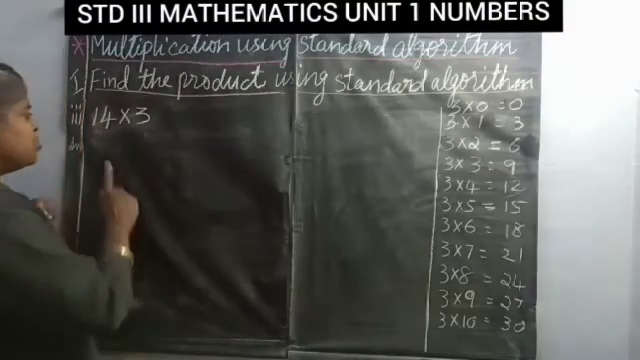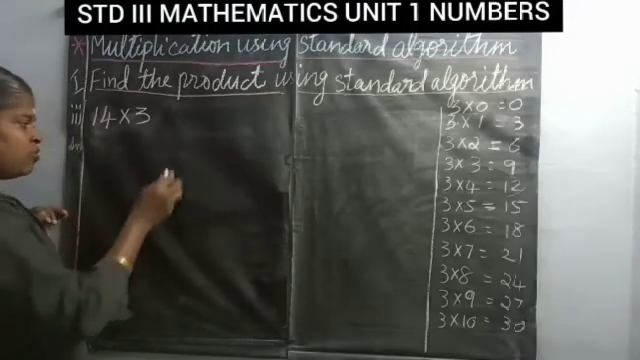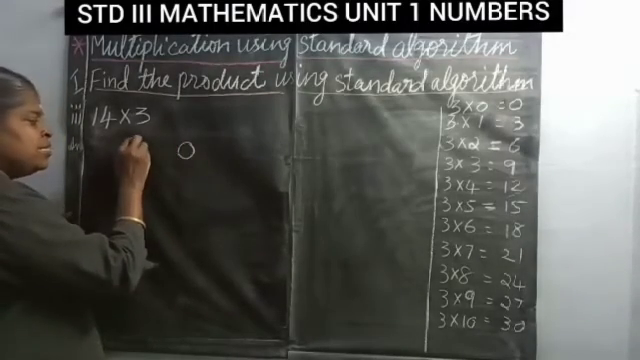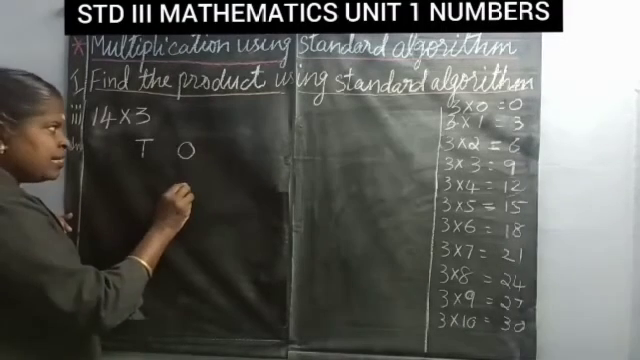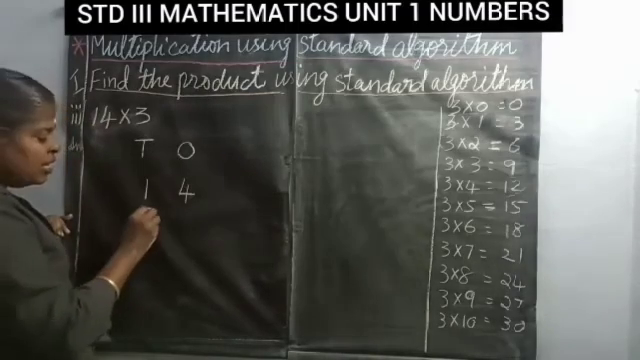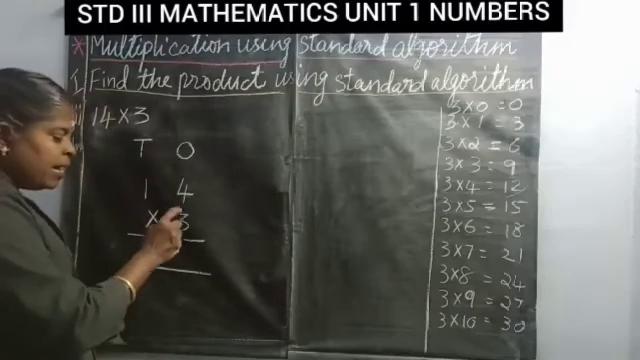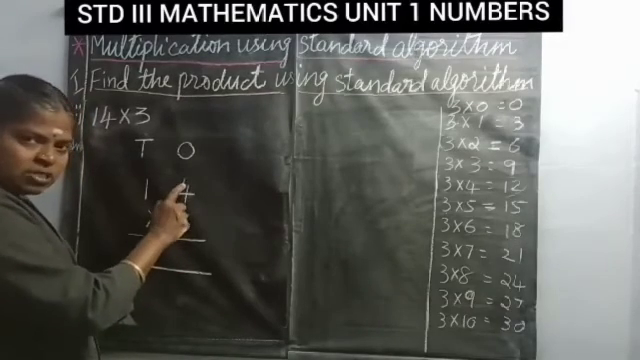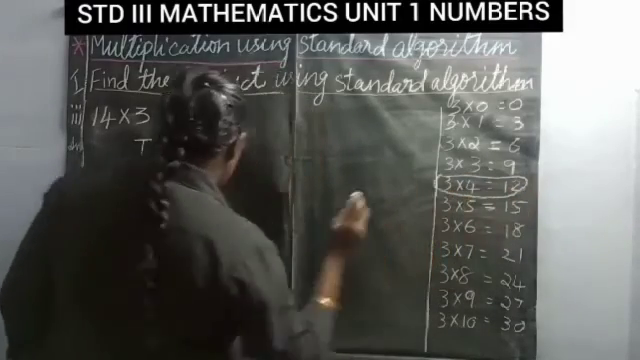Children, next question, 14 into 3. First you have to write ones, tens. After that, leave one finger gap. Then write 4 in ones place, 1 in tens place, into 3. So first you have to multiply the ones. So 3 4s are 12.